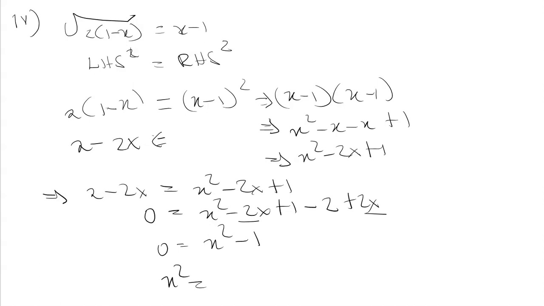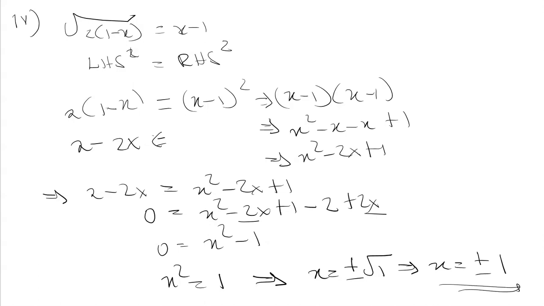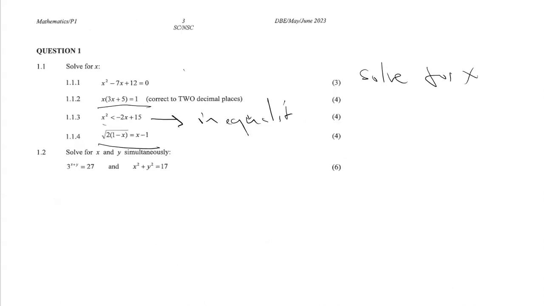So we have x squared equals 1, which means that x equals plus or minus the square root of 1, which means x equals plus or minus 1. Okay, so we have that solved, and let's look at the last one here.